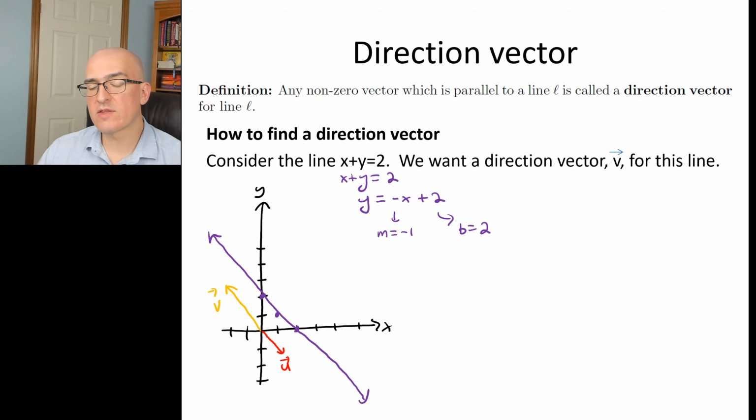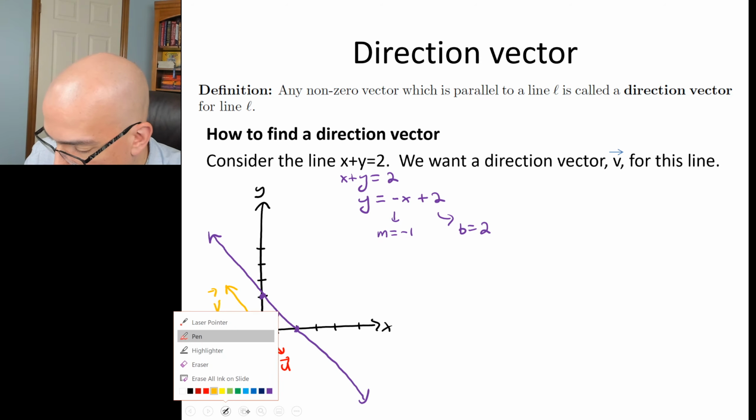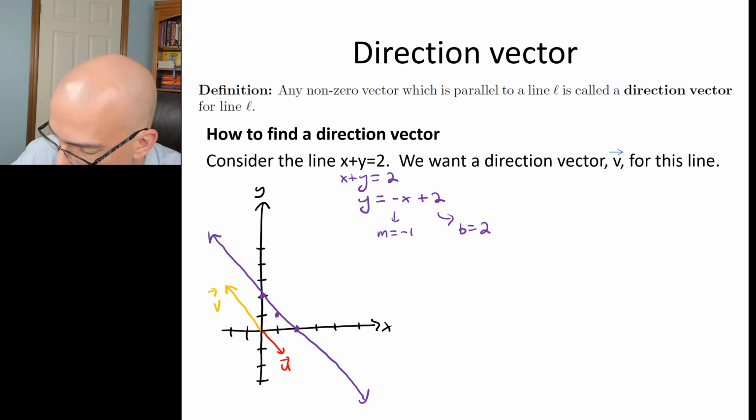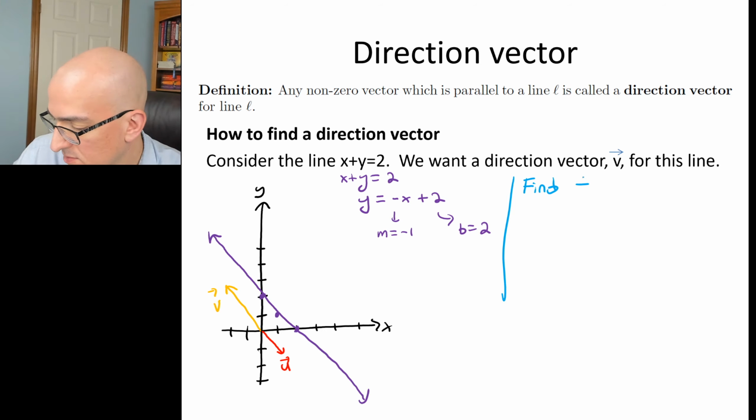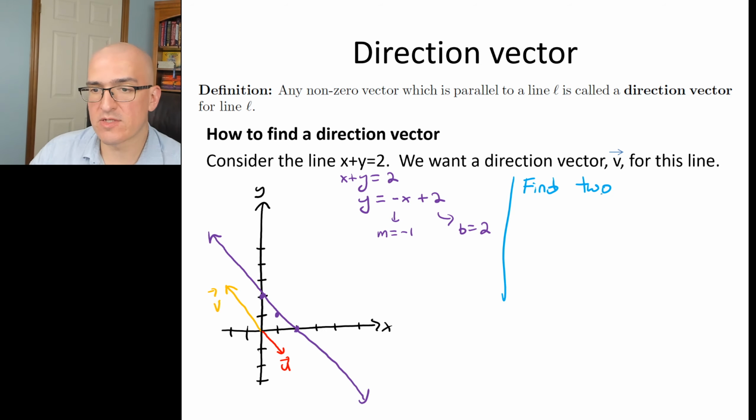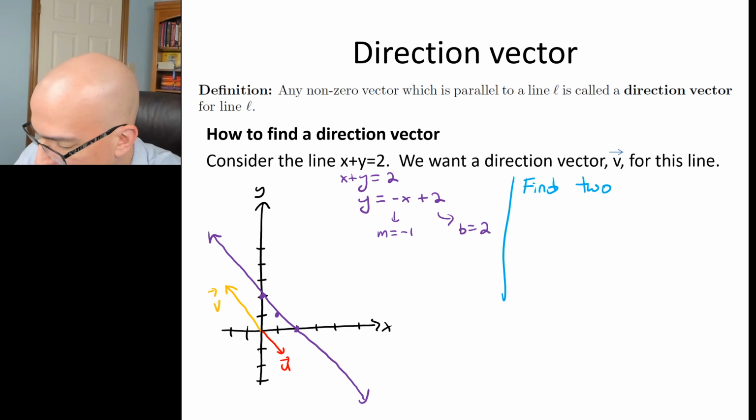I can construct them in the following way. I'm going to find a point on the line, and then I'm going to find a second point on the line. So find 2 points on the line. And this is the way I want you to solve it. I don't want you to draw a picture. I want you to solve it this way, algebraically. Find 2 points on the line.